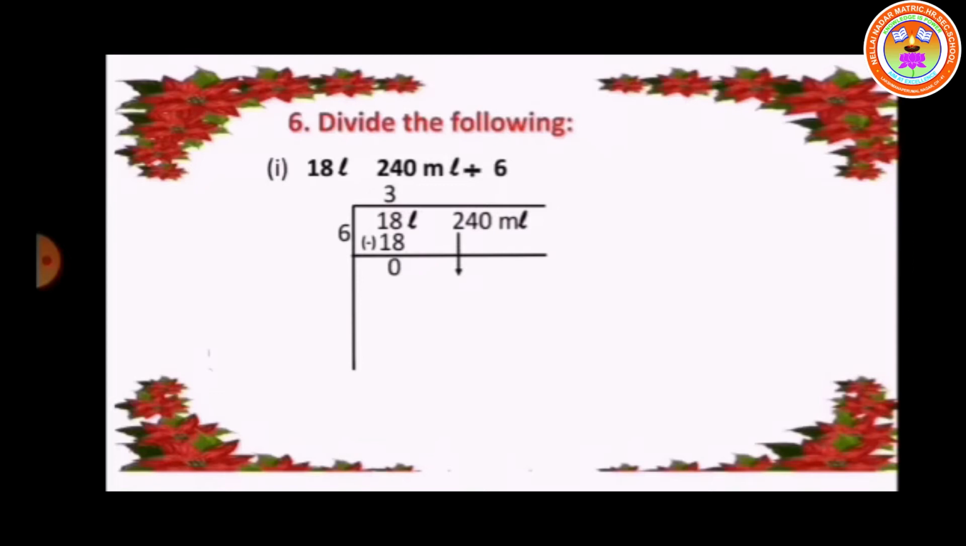Bring the next digit 2 down. 2 is not divisible by 6. So you have to write 0 in the quotient. Bring the next digit 4 down. Now 24. Say the 6 table, 6 4s are 24. Subtract 24 minus 24, 0. Bring the next digit 0 down. 0 is not divisible, so you have to write 0 in the quotient. Answer: 3 liter 40 milliliter.